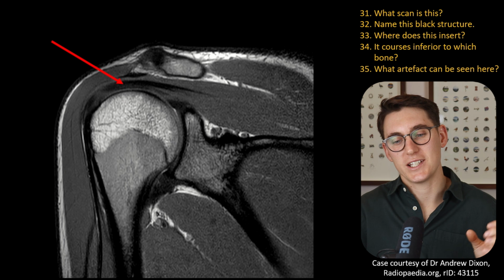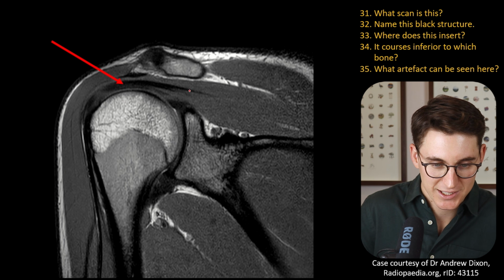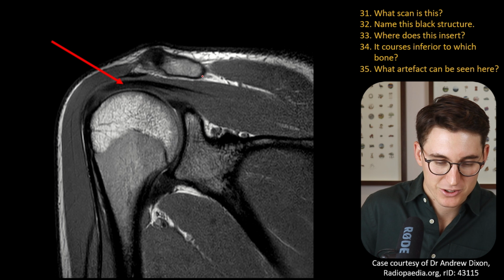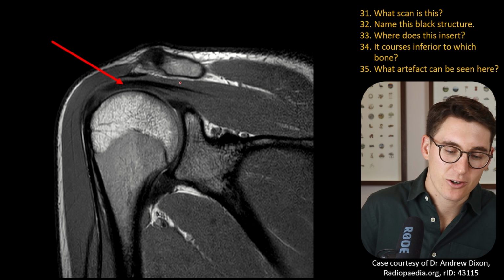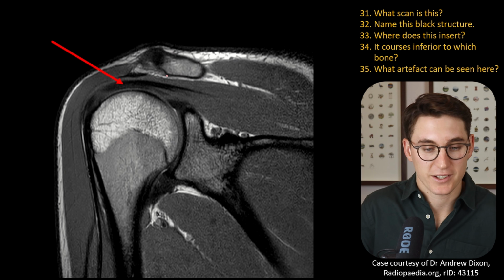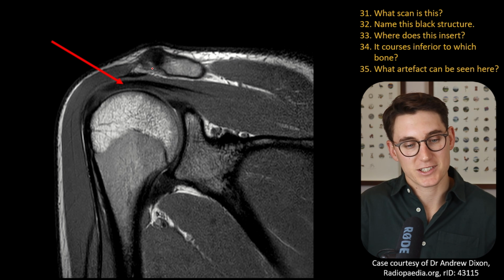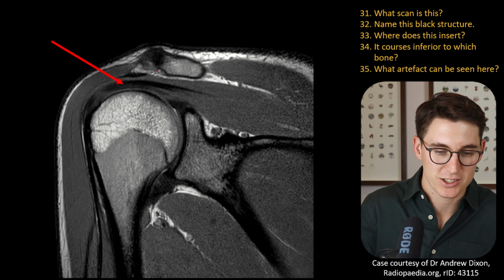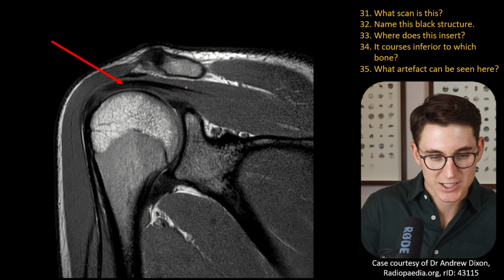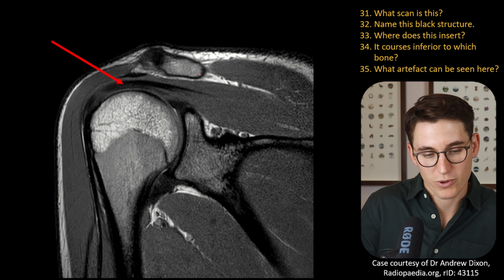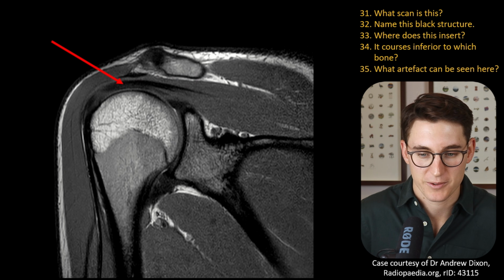34, it courses inferior to which bone? So we can see that this tendon is coursing inferior to this bone up here, and this is our acromion here. Now there are lots of different variants of acromion shape, and some variants can actually impinge on this tendon. So this is really clinically important to see that this tendon has good space running underneath this acromion here.